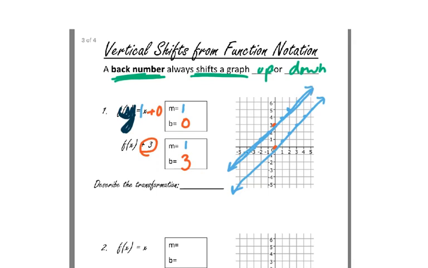So my graph was at 0, 0, and now it's at positive 3, so it went up 3. Not too difficult. Graph your parent function, shift the back number is your y-intercept.